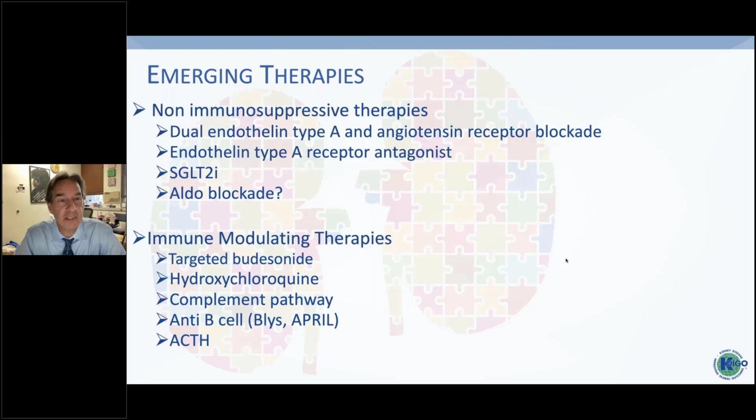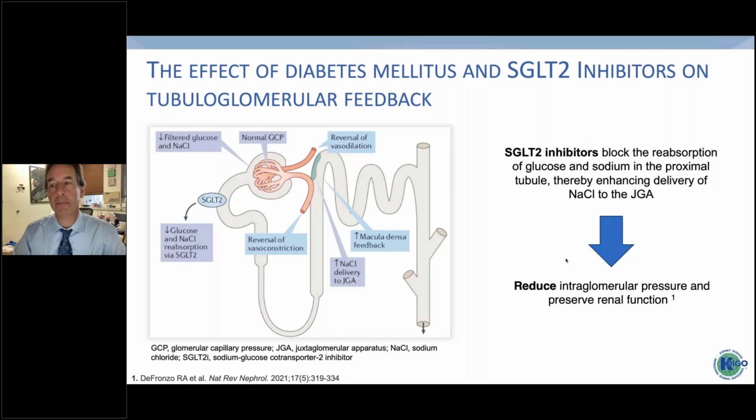And I've listed several of these, including endothelin blockade and dual endothelin and angiotensin receptor blockading approaches, SGLT2 inhibitors, perhaps aldosterone blockade, immune modulating therapies such as targeting corticosteroids, using hydroxychloroquine, blocking the complement pathway, blocking B cells, using other ways to activate corticosteroids such as ACTH, are all things undergoing evaluation.